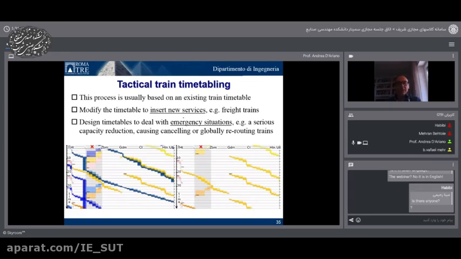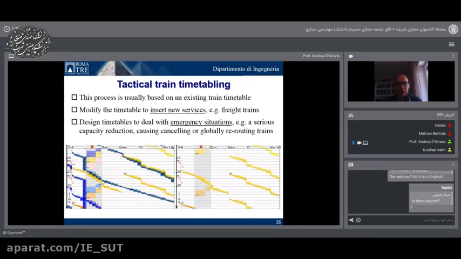Okay. This is a special type of train timetabling because in this case, as I told you before, you might deal with infeasibilities. So you might need to remove some services. Typical actions are canceling services nearby the area where there is a disruption, so a track that is blocked, or changing the routing of some trains, either locally or globally.